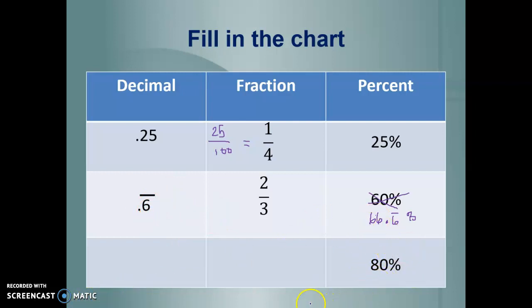Okay, working backwards, let's start with the percent. As a decimal, we know that that is 0.8 or 0.80. And if we were to write that as a fraction, we might write 80 over 100, which would then reduce to 4 over 5.